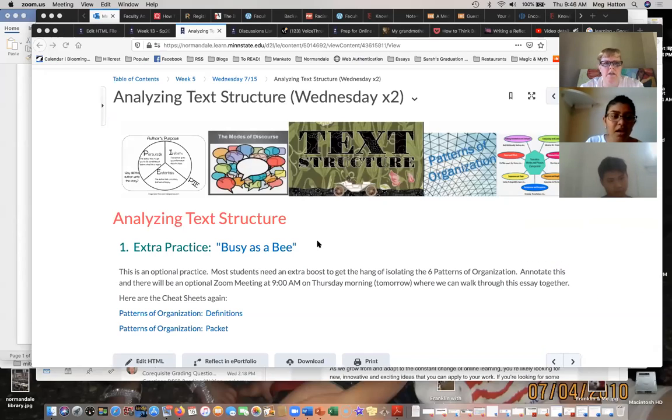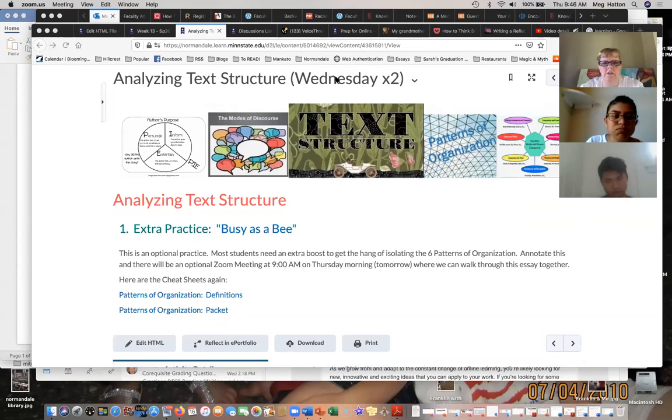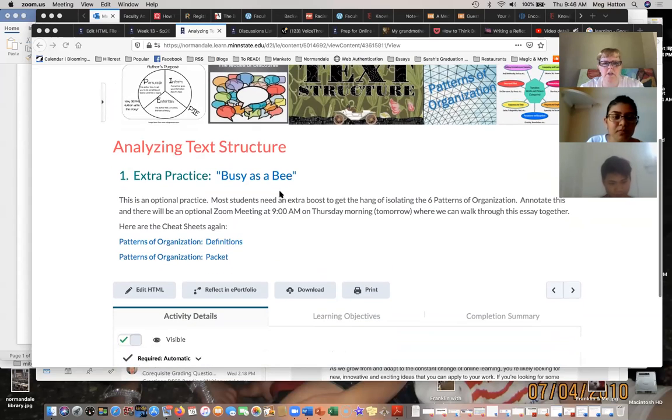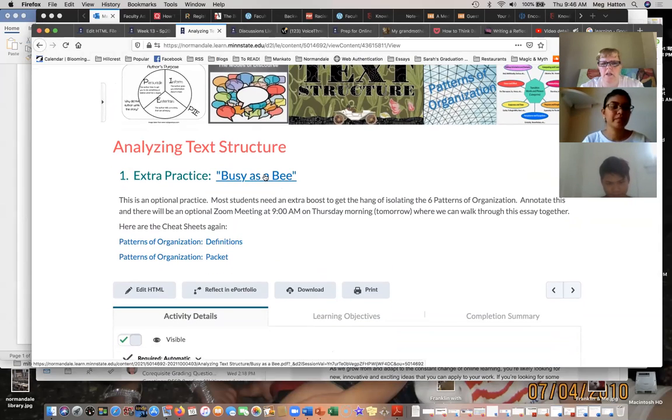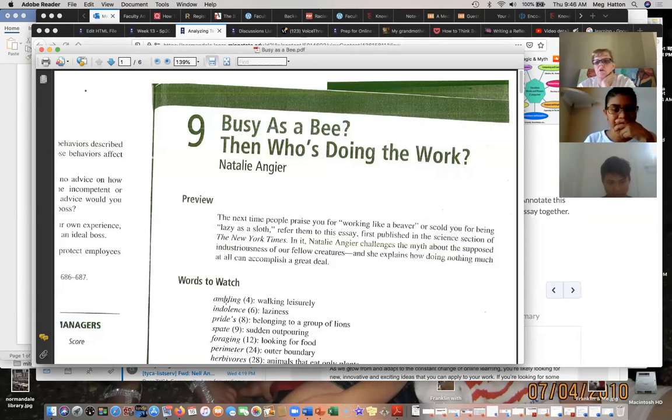All right, so I'm in content and I'm in yesterday's thing, and it says extra practice, Busy as a Bee, right here. Anything blue is always a link. So all you had to do was click on it and it would have come up. How come it's not coming up though? Because my computer is slow? Yes, there it is. So all you had to do is click on that. And then there was the article.